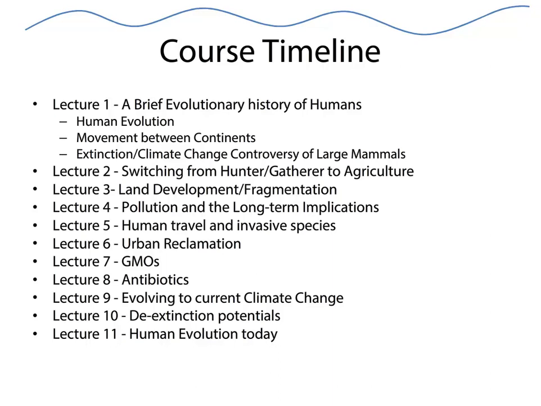Then we'll talk about how humans switched from hunting and gathering to agriculture. Okay, so we started a farm. Land development and fragmentation, pollution, how when humans traveled, they brought a bunch of invasive species with them, on purpose for some of them, oh yay, and on accident for others. We'll talk about urban reclamation. That's a pretty interesting one too. If humans all of a sudden disappeared and moved out of areas, nature would win, believe it or not. We'll focus on GMOs, antibiotics, and how critters are evolving to current climate change.